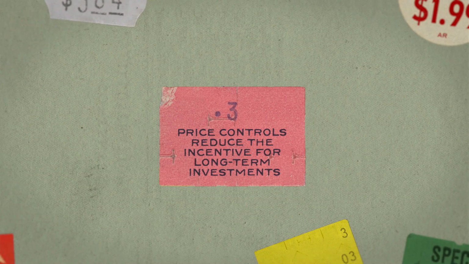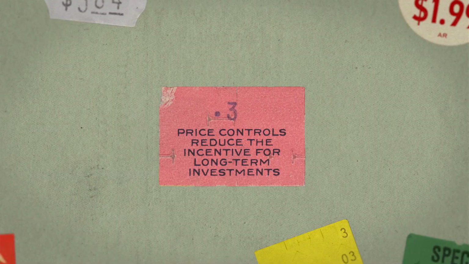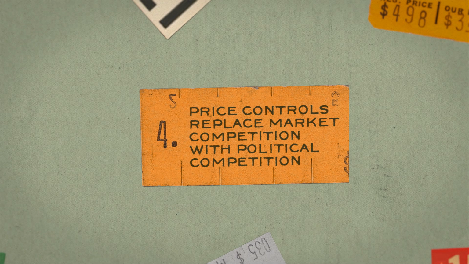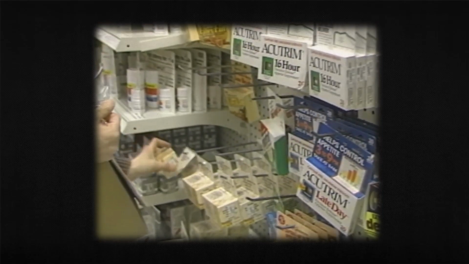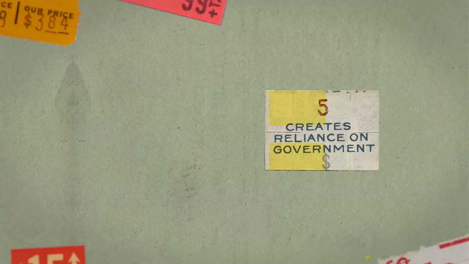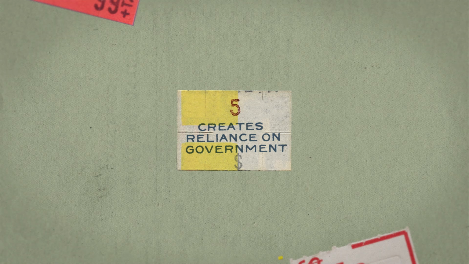Next, price controls reduce the incentive for long-term investments. Over time, this exacerbates the original problem of limited supply and high prices, defeating the purpose of the controls. However, in the long term, price controls replace market competition with political competition. Instead of focusing on satisfying consumer needs, businesses redirect their efforts toward influencing political decisions, specifically how the controls are enforced and implemented. This in turn creates further reliance on government.